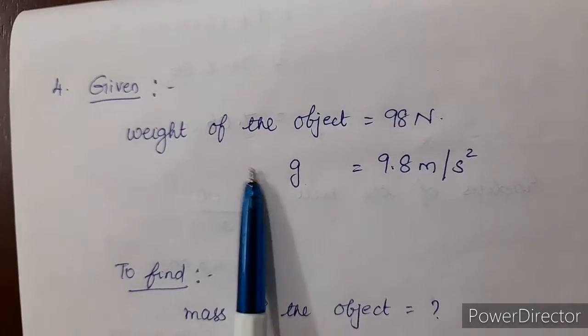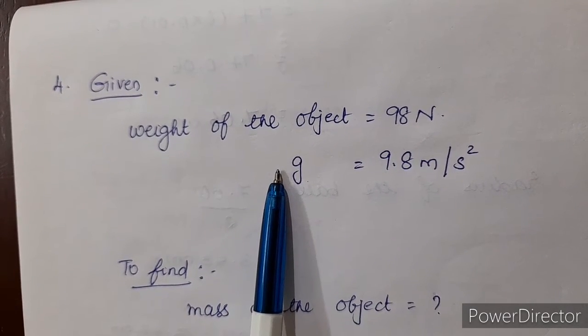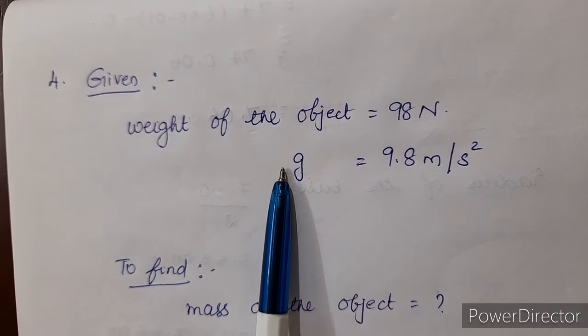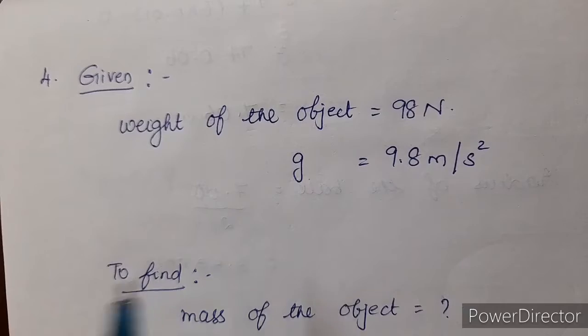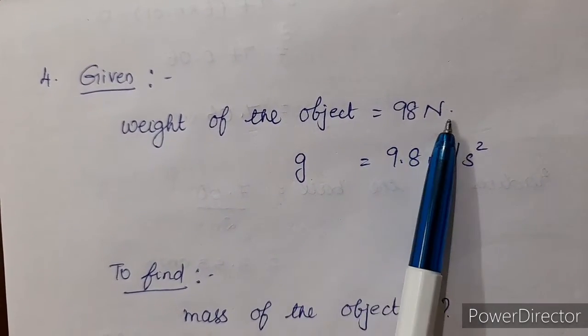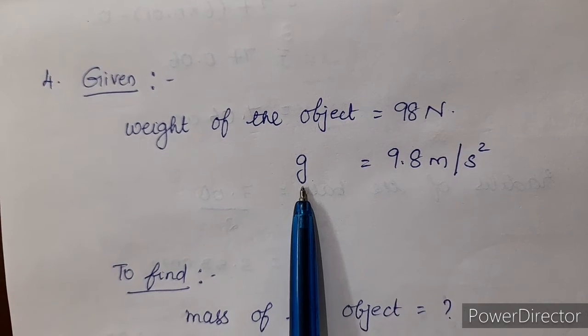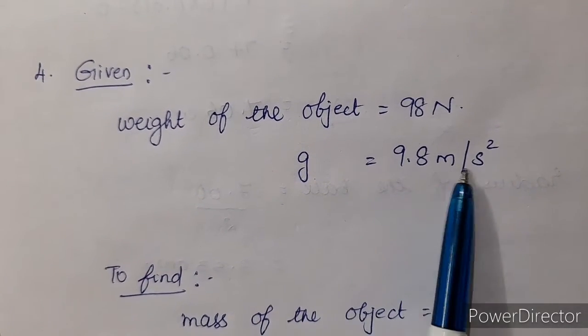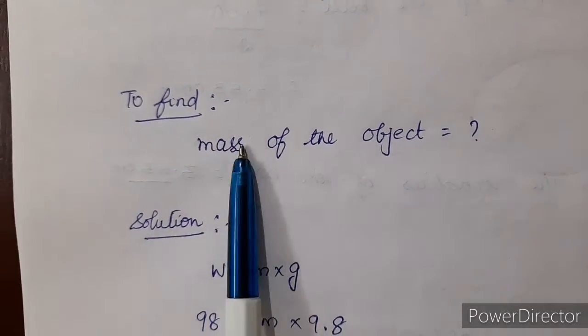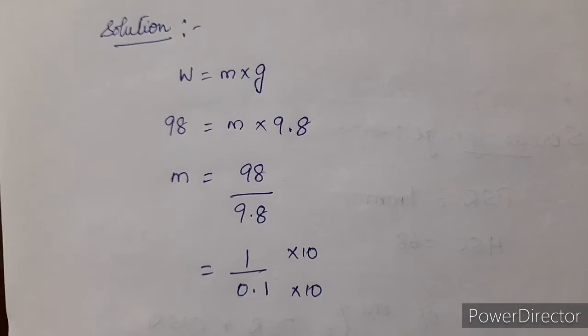Now let's move to the fourth question, children. So what is the question? Find the mass of an object weighing 98 Newton, isn't it? So what is given? The weight of the object is 98 Newton. We know the acceleration due to gravity is 9.8 meter per second square. Now what we have to find out? We have to find out the mass of the object.